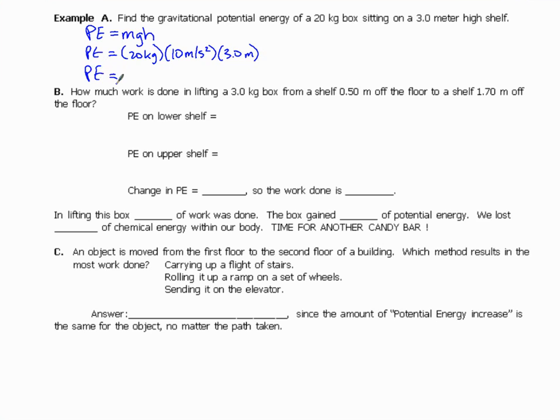So the potential energy, 600, and our units, kilograms times meters squared per second squared, joules. 600 joules.